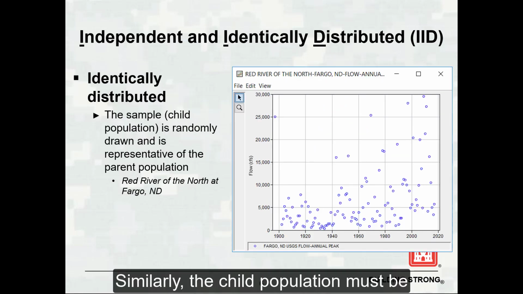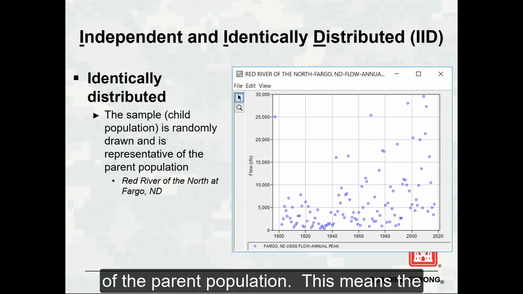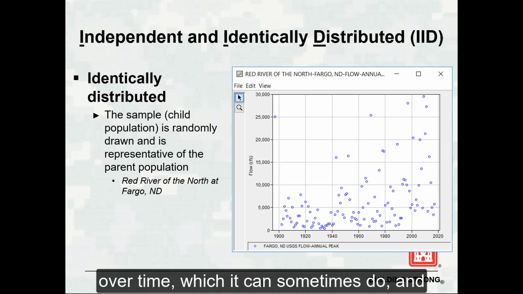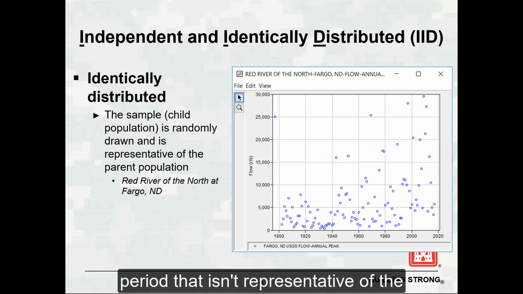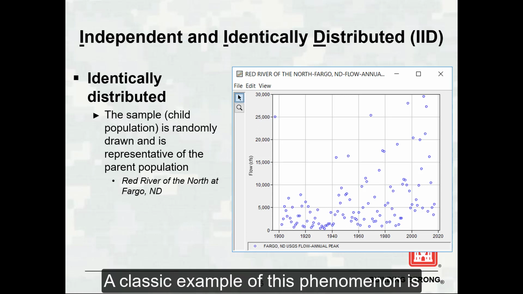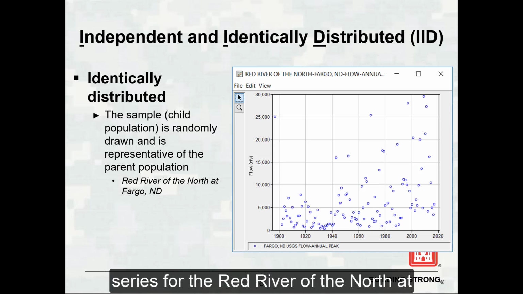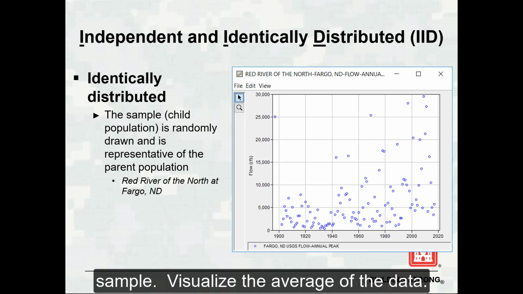Similarly, the child population must be an identically distributed sample of the parent population. And this means the sample should be randomly drawn from the parent population and not, or at least minimize, sampling bias. If climate varies over time, which it can sometimes do, and the sample is pulled from one time period that isn't representative of the entire range of climatic possibilities, then the data will likely not be identically distributed. A classic example of this phenomenon is exemplified in the image to the right, which is the annual maximum flow time series for the Red River of the North at Fargo, North Dakota. Climatic variations are evident in this sample.